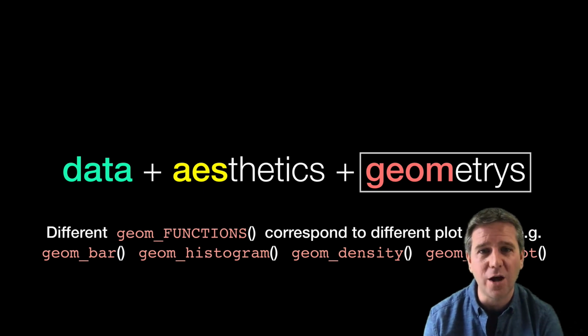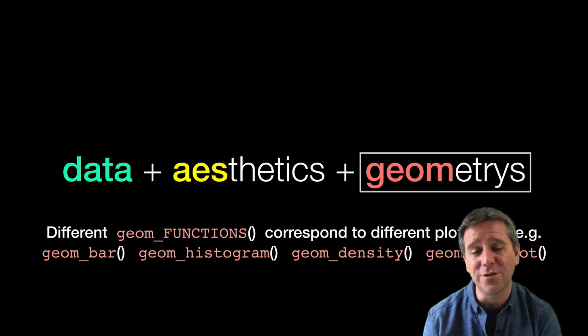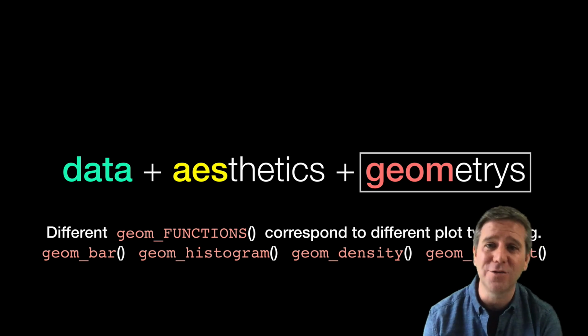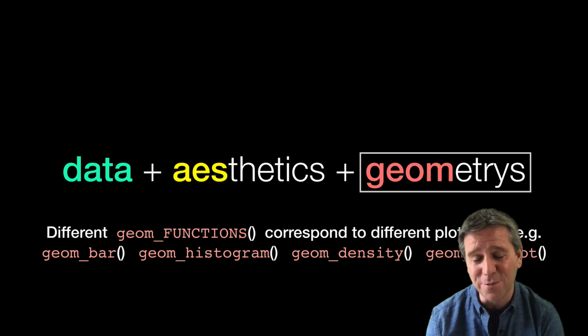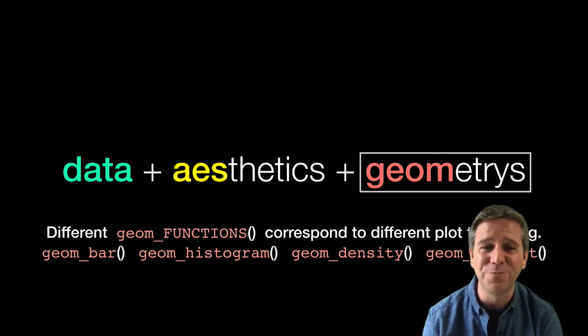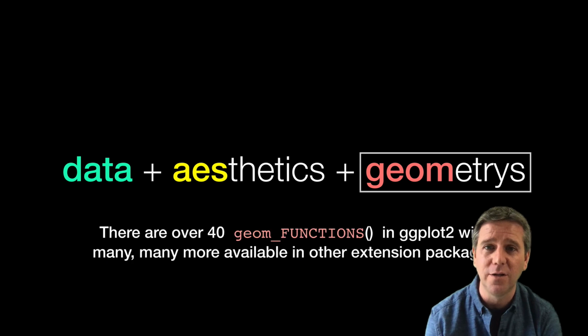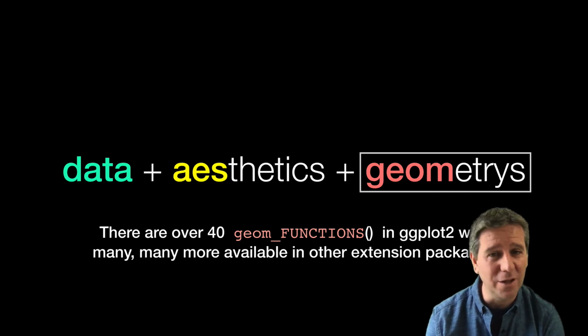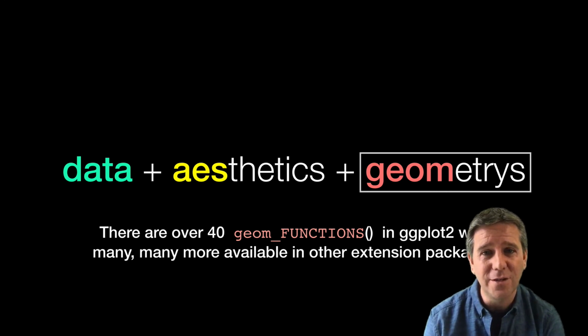Now, essentially what these functions are, they're all named in similar ways, and we can usefully think of them as creating different plot types, such as geom_bar for bar plots, geom_histogram for histograms, geom_density for density plots, and geom_boxplot for box plots, etc. So they will produce different visualizations, different plot styles, if you will. Now, there are over 40 different geoms in the ggplot2 package, and there are many, many others available in other packages, and I'll encourage you to explore some of these.